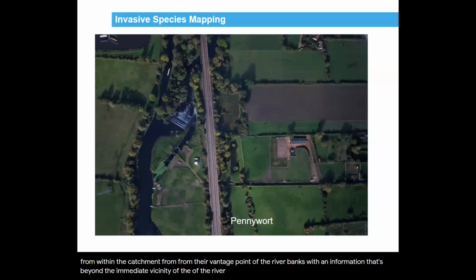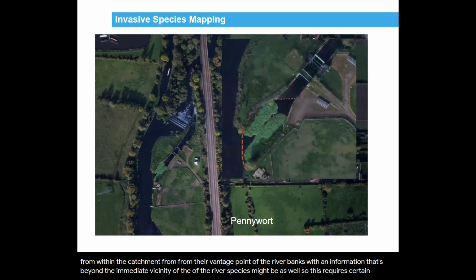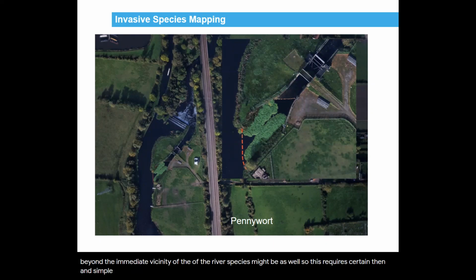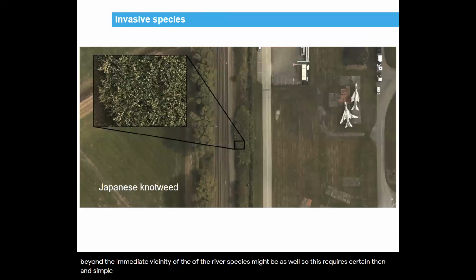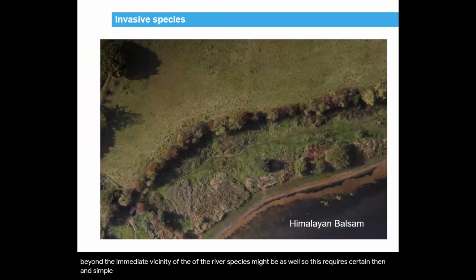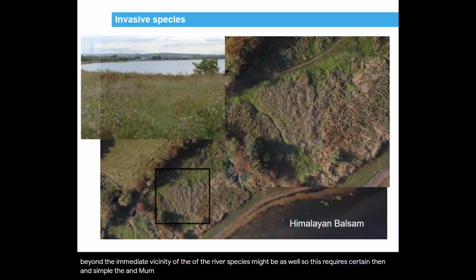And then invasive species mapping as well. So this requires certain conditions, so they only become apparent at certain times of the year. But if you do go at the right times of the year, then things like mapping pennywort is quite visual and can be captured from aerial imaging. Japanese knotweed there, and Himalayan balsam's also very visible at certain times of the year when it's in flower from the air as well.